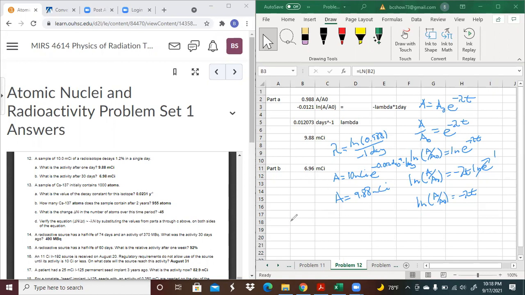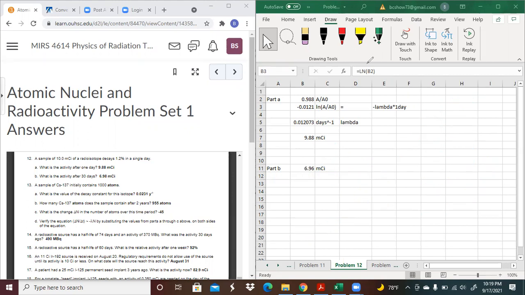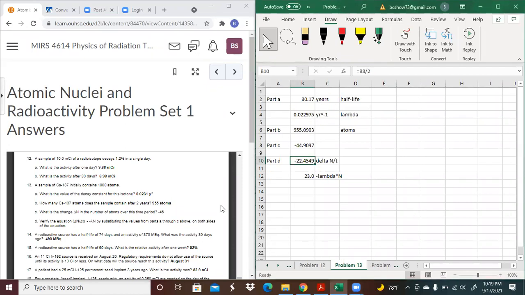The only thing that's going to change for part B is the fact that I'm working with 30 days. And then that's computing through, substituting this value in for lambda here. This is what I come up with. So sorry for the minor distraction there, but that's where those answers come from. Now let's move on to number 13.